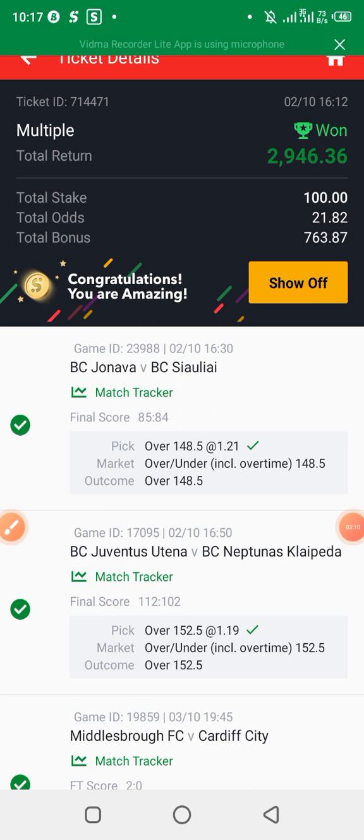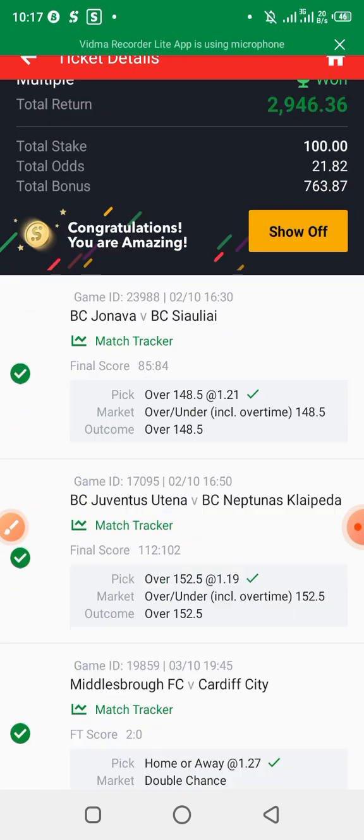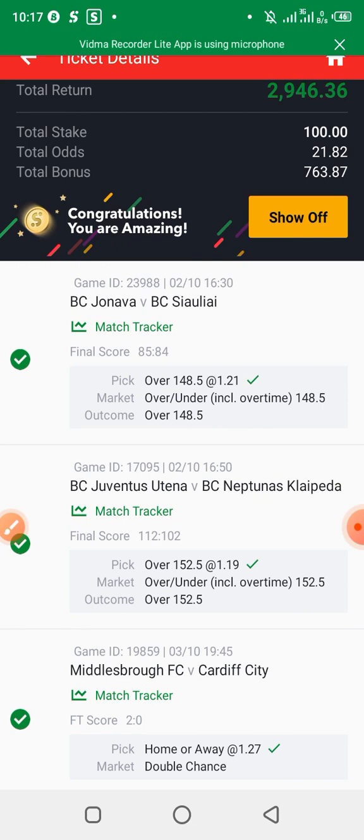But before we dive into this strategy, I would like to show you another ticket which I predicted, which is just 21 odds. Also, no strategy always has the ultimate outcome, so there's no way you can use a strategy and win every time.